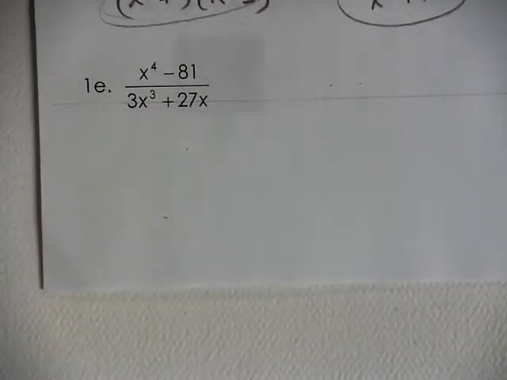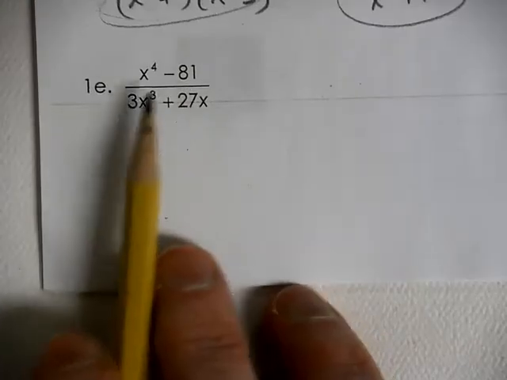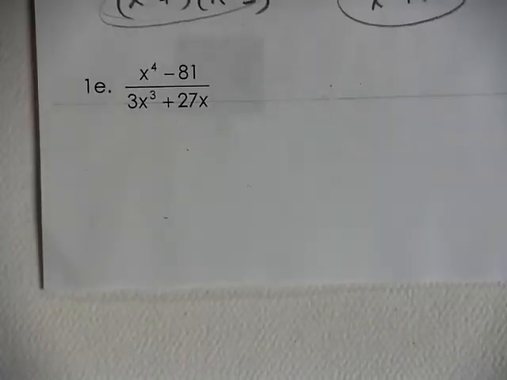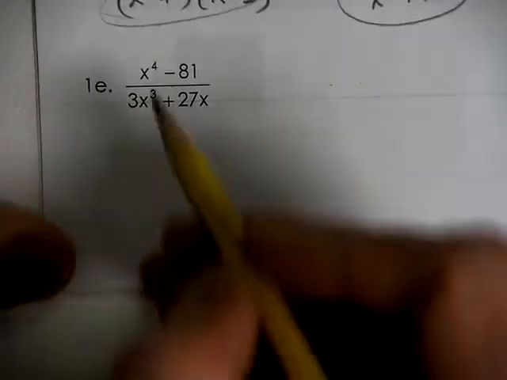All right, what do we see here? You need to be observant. If you're told what to do, it's pretty simple. But can you decide what needs to be done? You cannot reduce the 27 and the 81 or the 3 and the 81 or the x's. None of that can be reduced. You have to factor first.